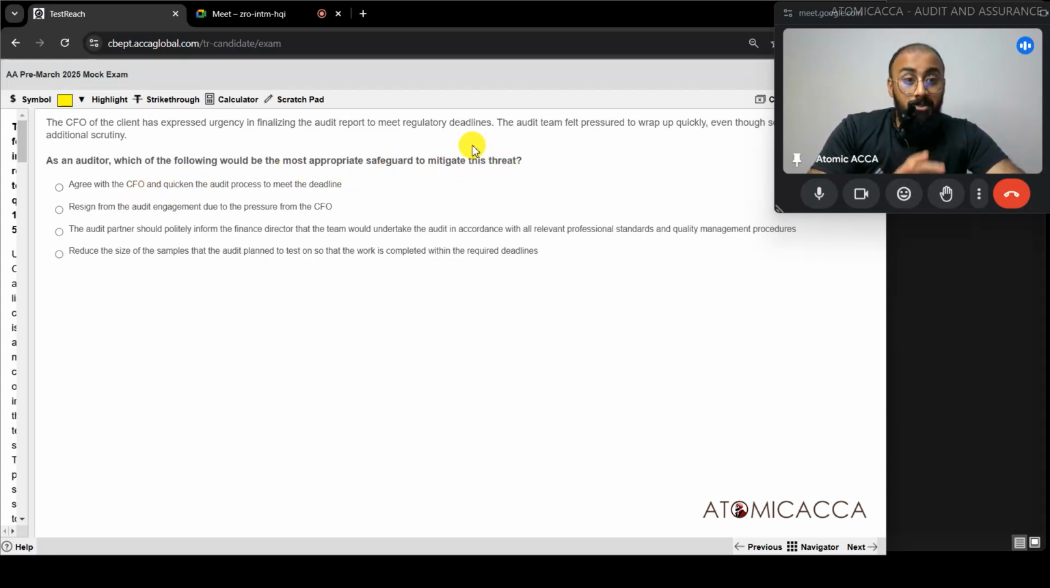So what is the threat over here? It is an intimidation threat coming from the client company in order to finish the audit faster. So they're asking most appropriate safeguard. So what is the right thing to do? Number one, agree with the CFO and quicken the audit process to meet the deadline. Definitely no. Resign from the audit engagement due to the pressure from CFO.